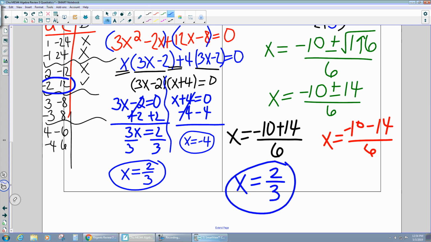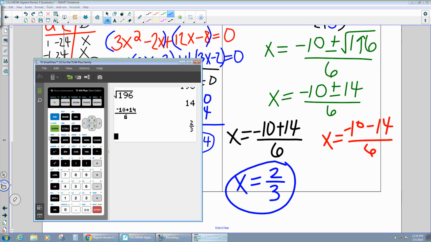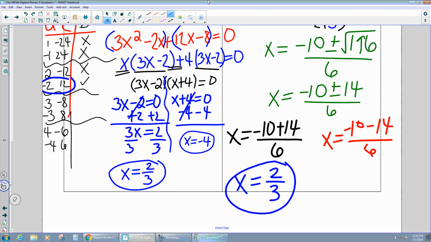Okay, let's do the other one. Alpha y equals, to get the fraction bar, negative 10 minus 14, divided by 6. So 6 on the bottom. And I get negative 4. So you'll notice factoring and the quadratic formula, we get the same answer because these are our solutions, these are our roots. You can choose whichever method you like.